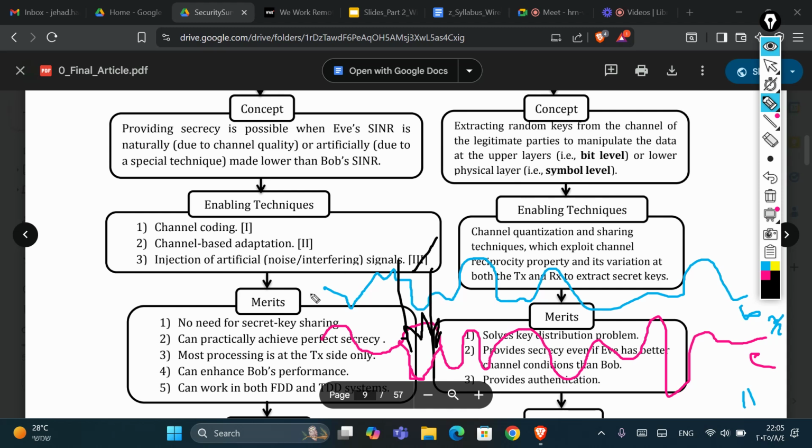Now, in the coming lectures, we will understand some of these noise and interfering signal techniques that can achieve that, where you can intelligently detect this duration and add noise where it can affect Eve but not Bob.